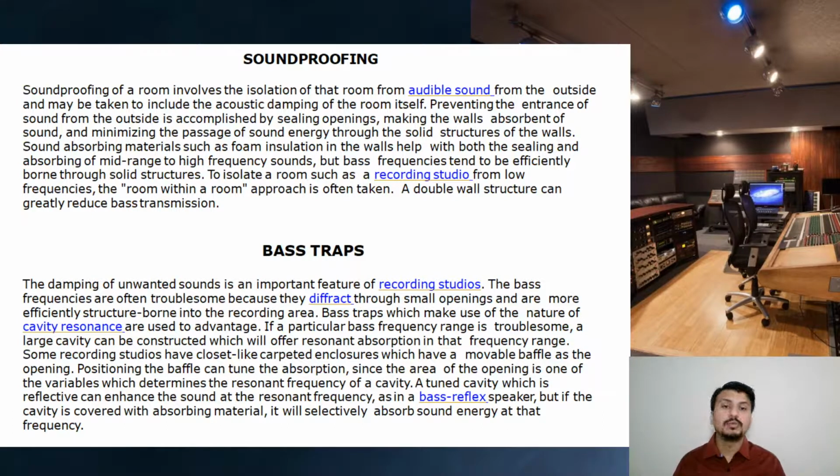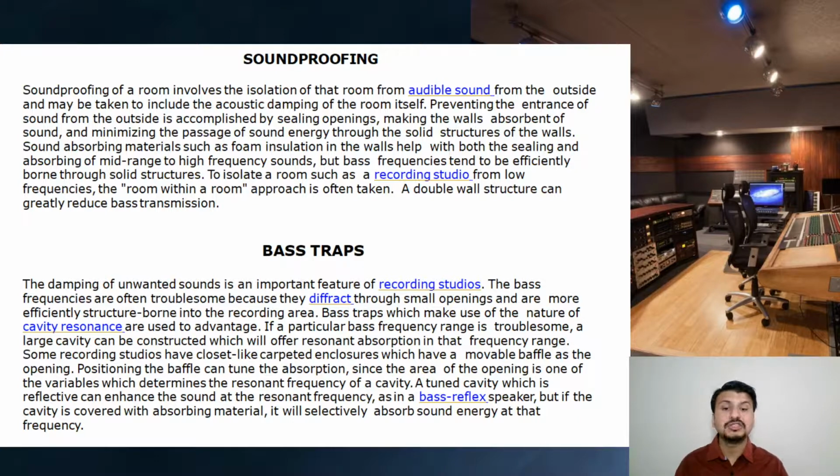To isolate a room such as a recording studio from low frequency, the room within a room approach is often taken. Many people follow this technique. A double wall structure can greatly reduce bass transmission. Now, bass traps. The damping of unwanted sounds is an important feature of a recording studio. The bass frequencies are often troublesome because they diffract through small openings and are more efficiently structure-bound into the recording area. Bass traps which make use of the nature of cavity resonance are used to advantage.